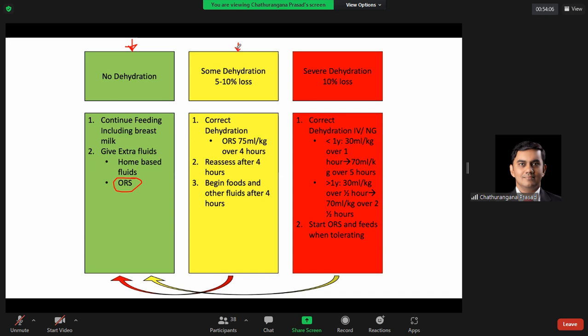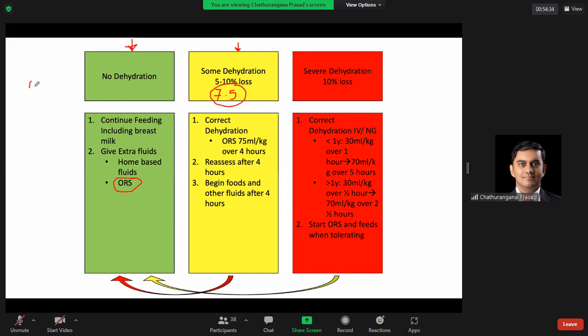If you look at some dehydration, the second part, please give your attention to the yellow column. So when you have some dehydration, that is if the child has lots of episodes of watery stools or vomiting, and the child complains of thirst and drinks water eagerly, then the child has lost at least 5 to 10% of the fluid. So we take the average as 7.5, right? And this amount has to be replaced.